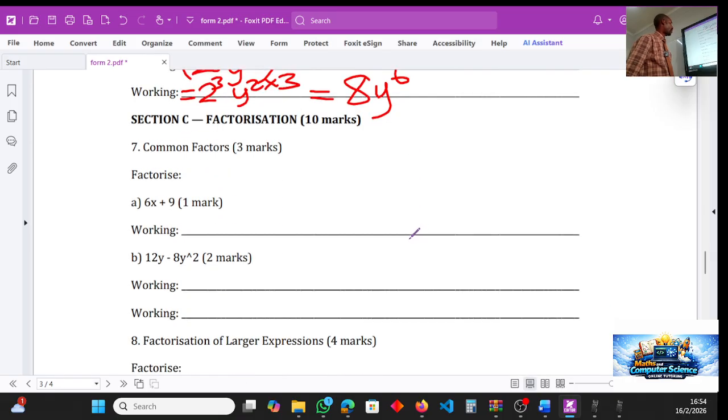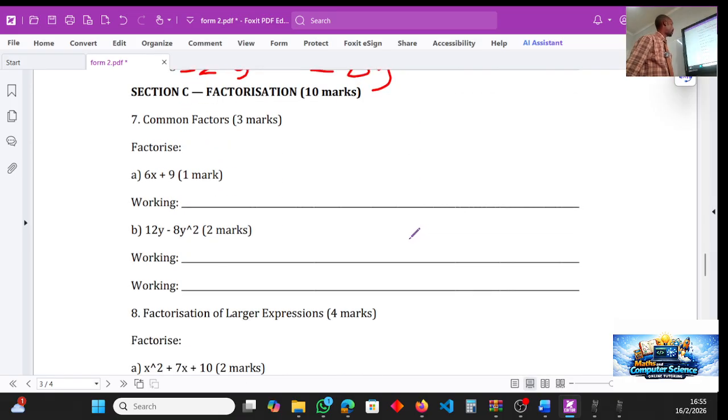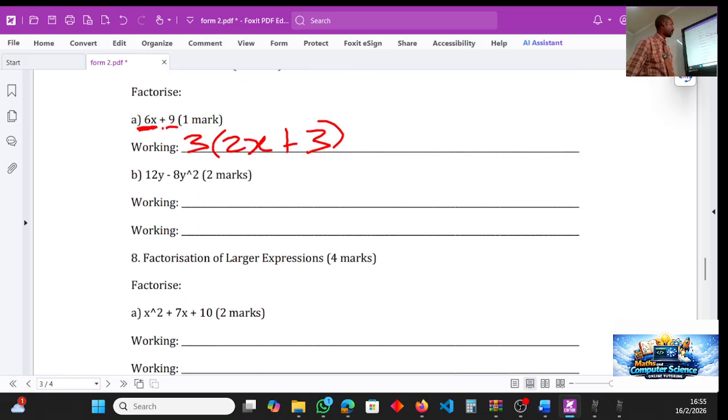Then moving on to factorization, we are interested in identifying the HCF. I've got 6 and 9. They are both multiples of 3. So 3 becomes the HCF, and we use it to divide both terms. And we do it in order, starting with 6x. If we divide it by 3, it gives us 2x plus, like we pick it there. When we divide 9 by 3, it gives us 3. So we are factored.